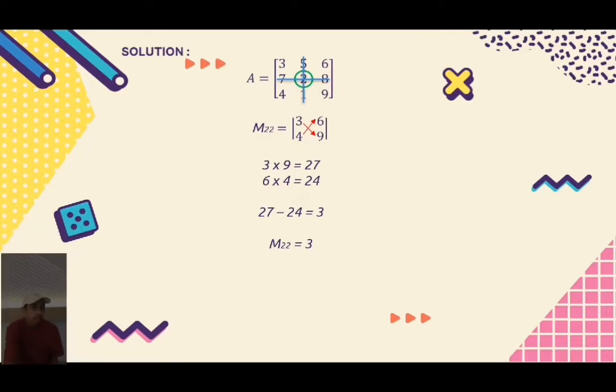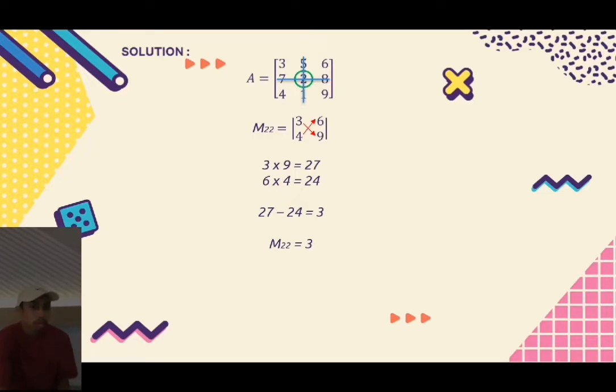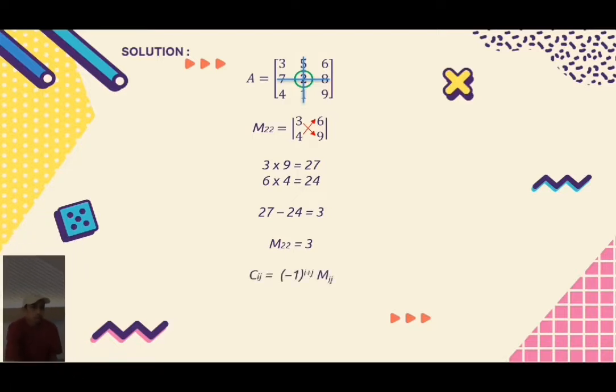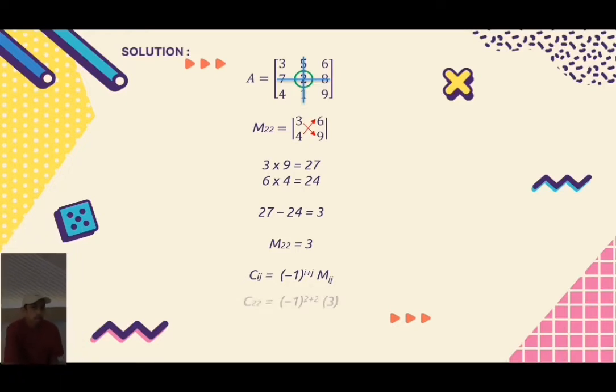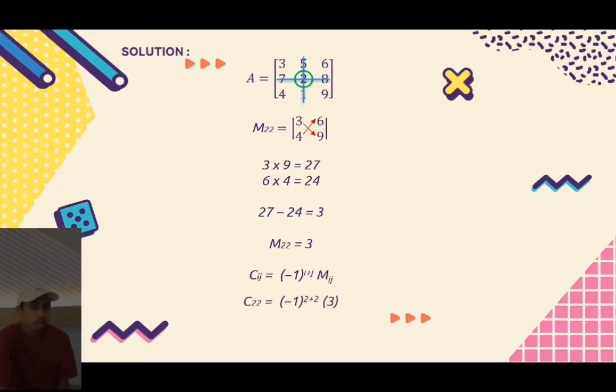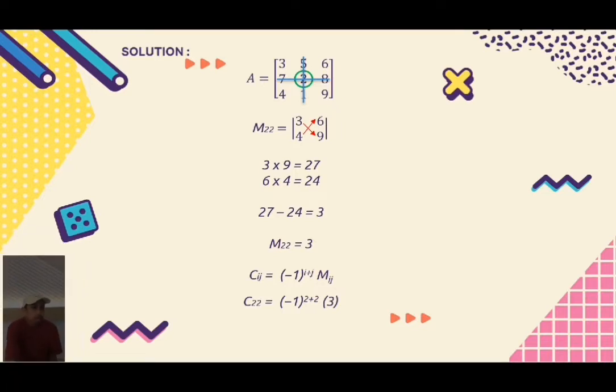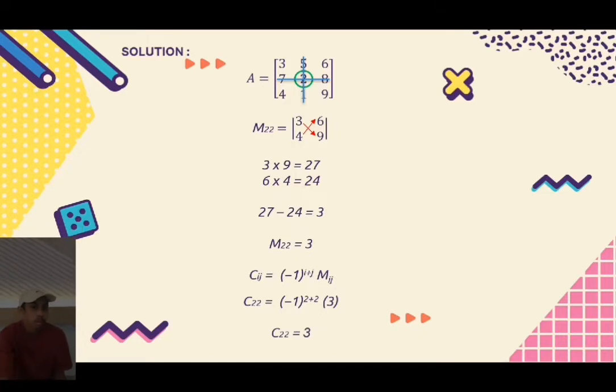Lastly, check the sign assigned to the element. Let's insert the determinant obtained in our previous formula, which is cofactor Cij is equal to -1 to the power of i plus j times determinant. Write it again as cofactor 2, 2 is equal to -1 to the power of 2 plus 2 times 3. So the result is our cofactor 2, 2 is equal to 3.